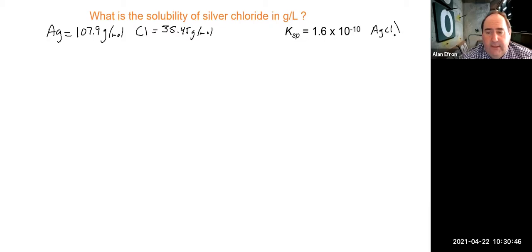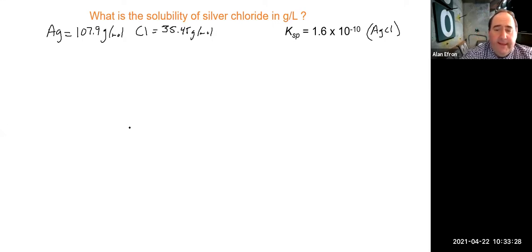1.6 times 10 to the minus 10. So take a few minutes here and see what you come up with. I'll give you a hint. We're only given the Ksp value here, which automatically means you need to do an ICE table. So see how you work through that and see what you come up with. Look and kind of see how you're doing.